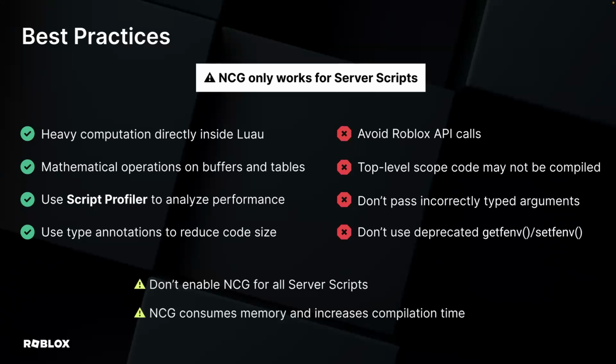It may be tempting to make every server script native, just in case some of them will execute faster, but that is not recommended for a couple of reasons. First, the native compiler increases code compilation time, which in turn increases the startup time of servers. And second, there is a limit on the total amount of natively compiled code in an experience, since native code takes extra memory for storage. So you want to use NCG judiciously. We strongly recommend using the script profiler to identify the parts that benefit from NCG.